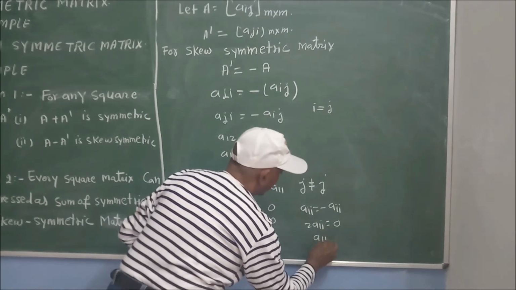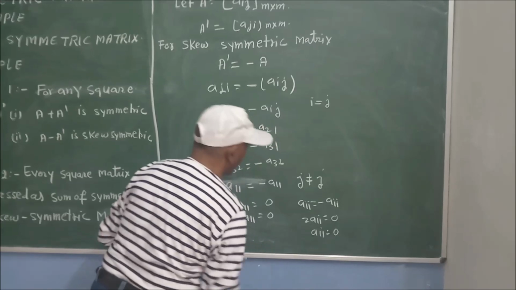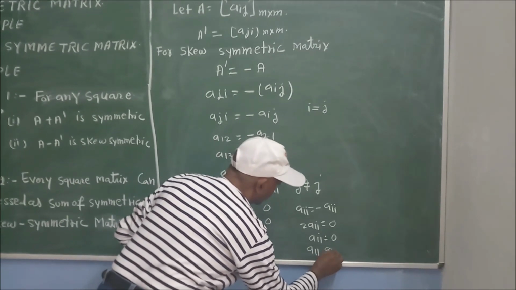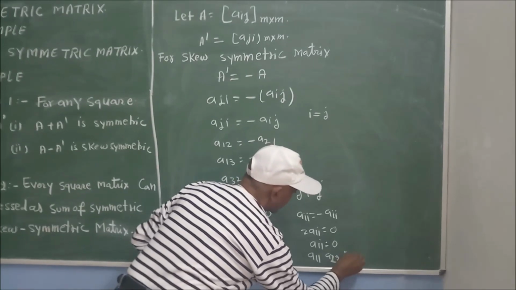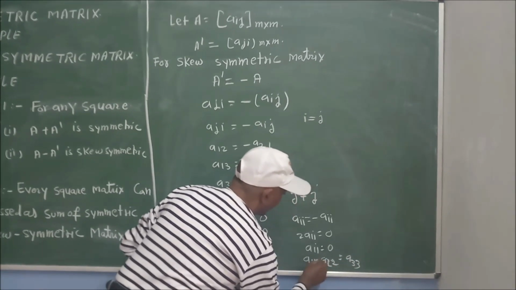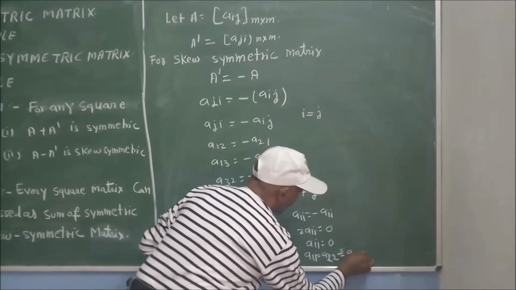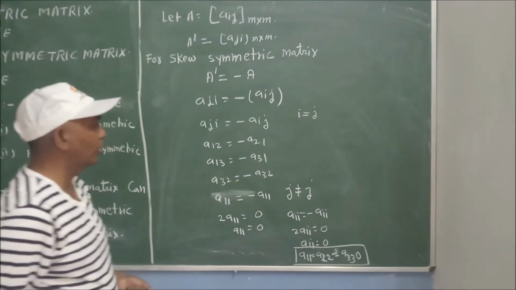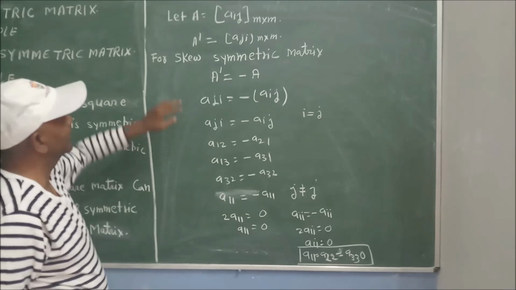That means Aii is equal to 0. From here we can calculate that A11, A22, A33, all these elements. That means I want to clarify that all the diagonal elements of a skew symmetric matrix are always 0. Once again, see this result.